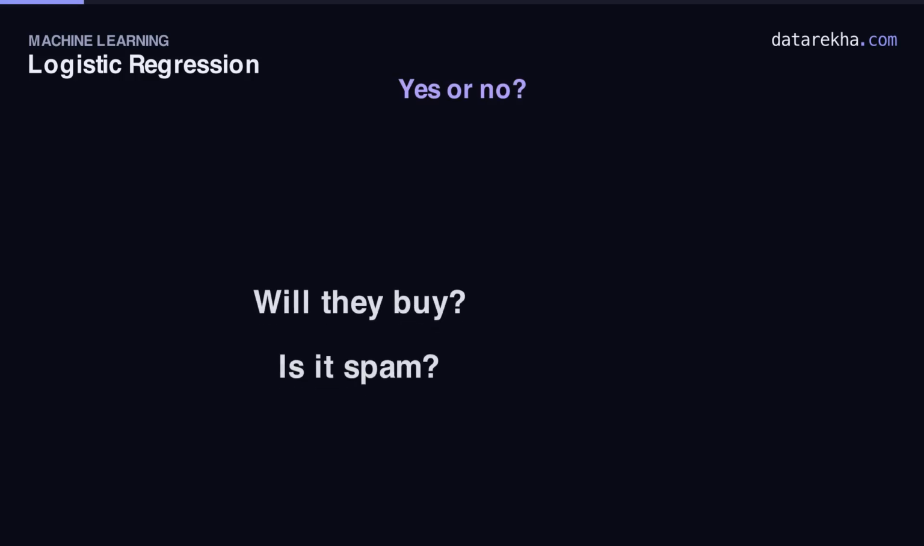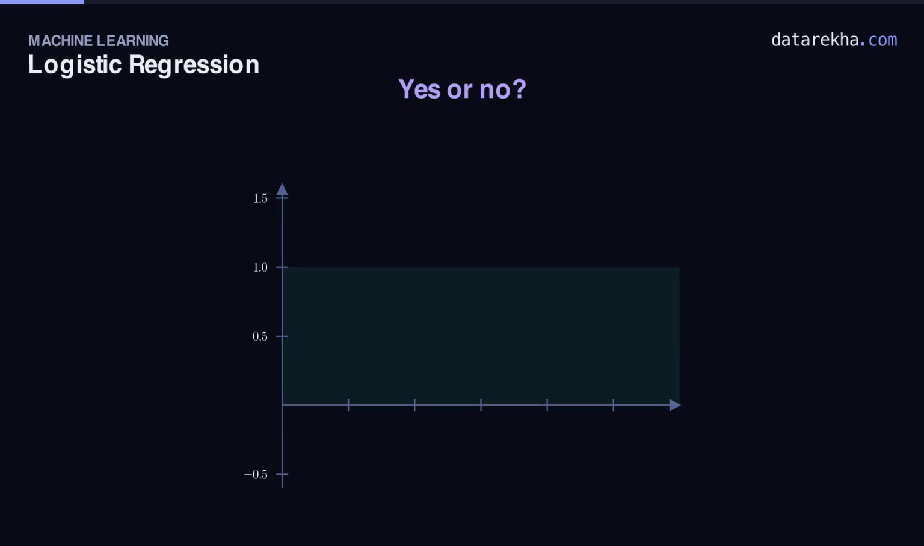So much of what we predict is not a number. It's a yes or a no. Will this customer buy or not? Is this email spam or not? Every answer is one of two classes. But the straight line we learned for regression predicts any real number at all.